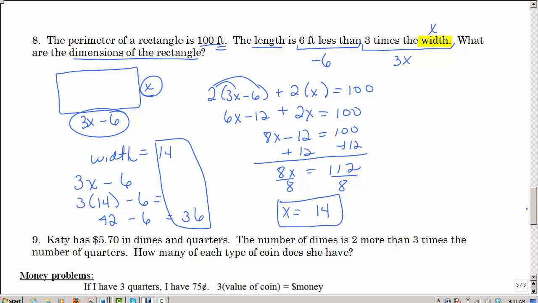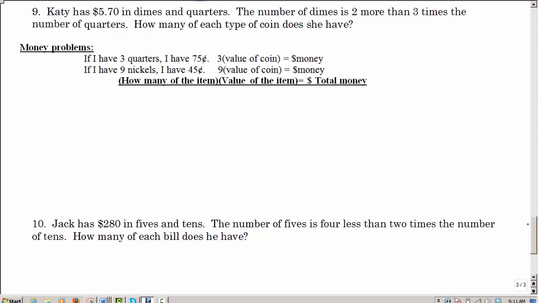The last two examples deal with money. They're a little bit more difficult, they're a little bit harder to set up, but we'll get through it.